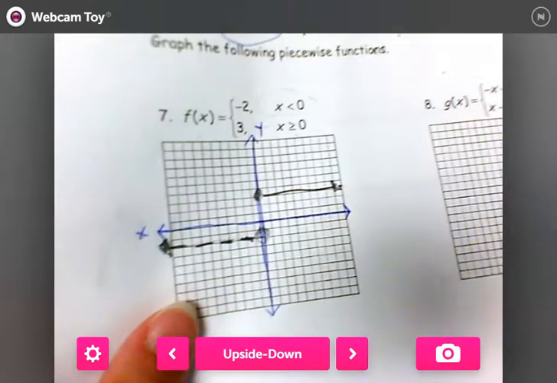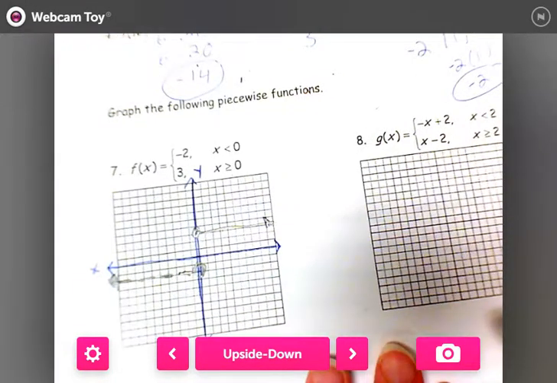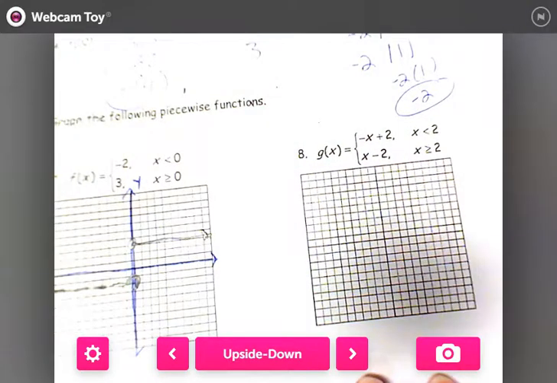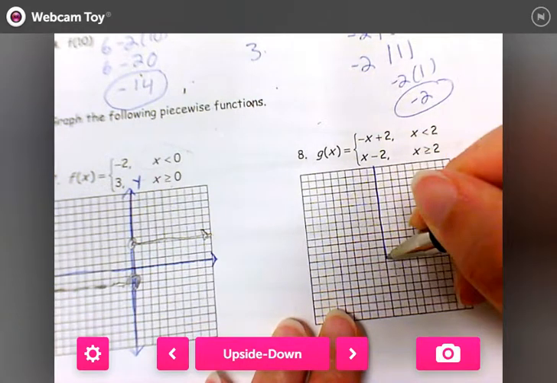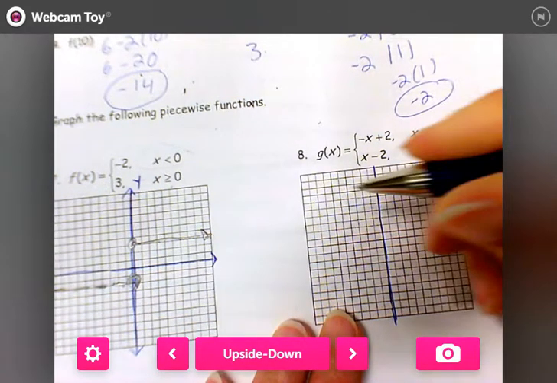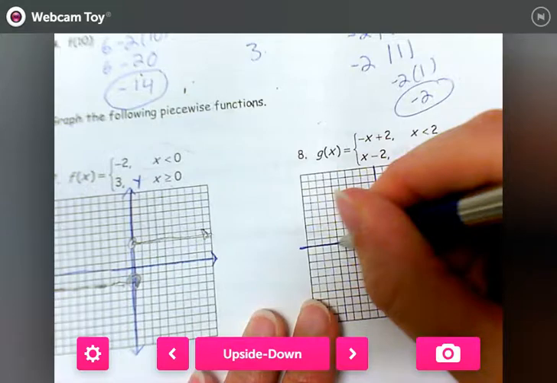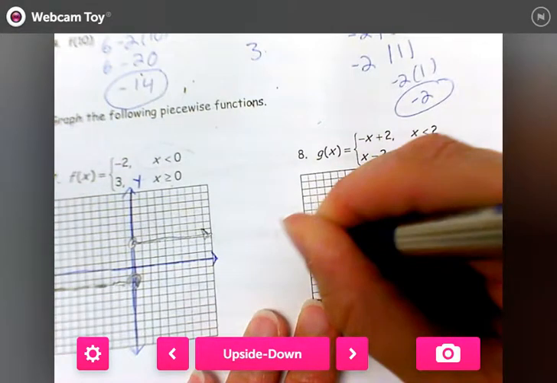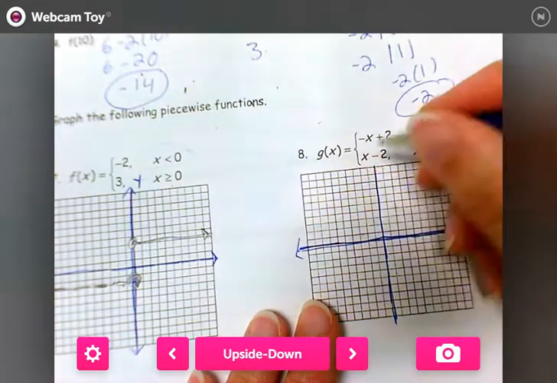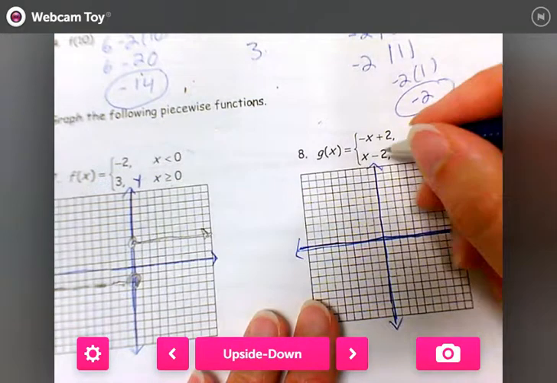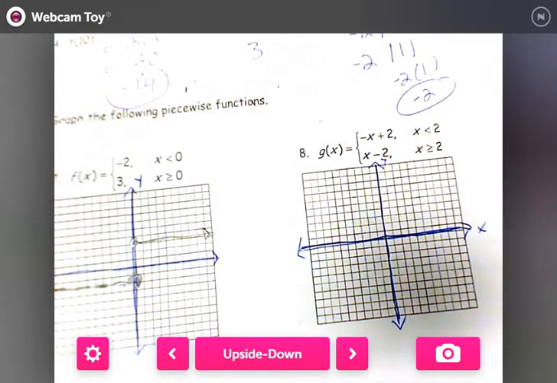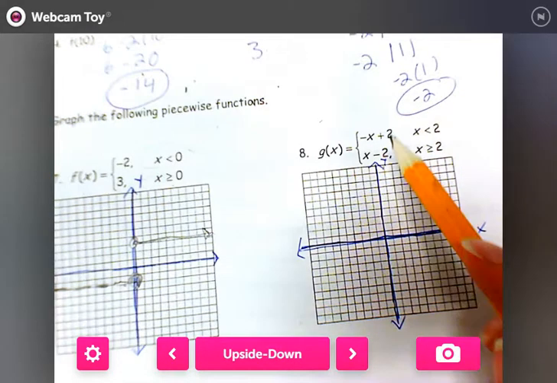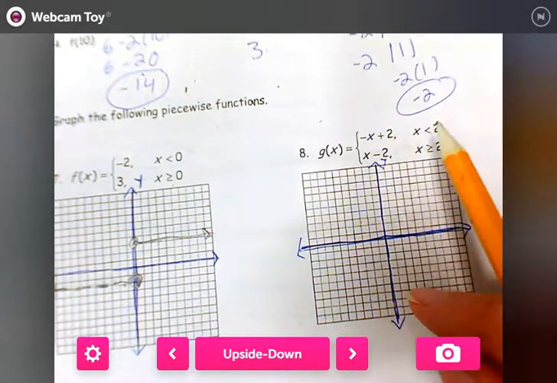All right. Let's look at number 8. Again, I'm going to outline right here my X and Y axes so I can see it better, because I don't think this copy showed up very well for that. Okay. Now I'm looking at, this is a little more complicated because I've got equations here instead of just numbers.